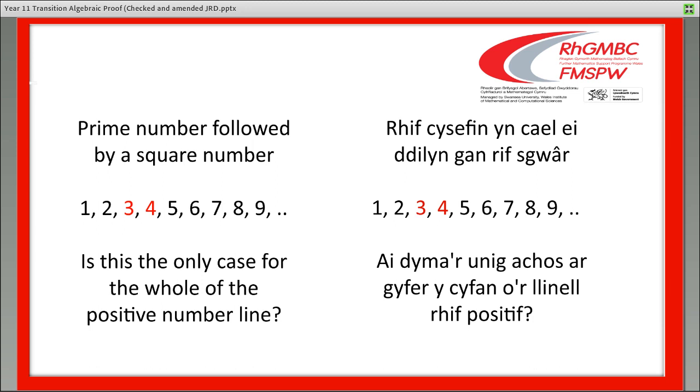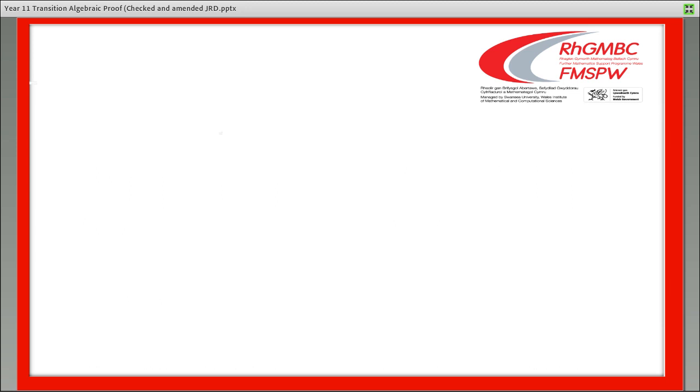Now, I mentioned earlier about going back and the problem of selecting a prime number and coming up with a rule for a prime number. So in this case, we might be better looking at the square number and then taking away 1 because that's what it says. A prime number is followed by a square. So a square number is preceded by a prime number.